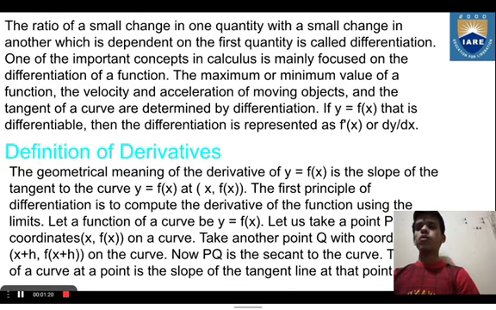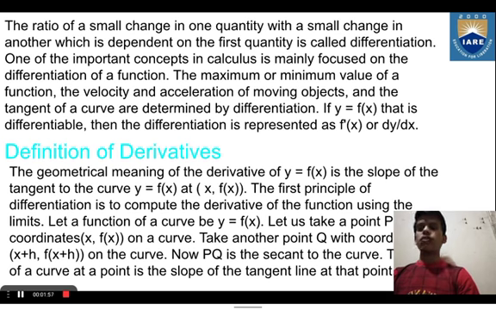The ratio of a small change in one quantity with a small change in another, which is dependent on the first quantity, is called differentiation. One of the most important concepts in calculus is mainly focused on the differentiation of a function. The maximum or minimum value of a function, the velocity and acceleration of moving objects, the tangent of a curve are determined by differentiation. If y equals f of x is differentiable, then differentiation is represented as f dash of x or dy by dx.